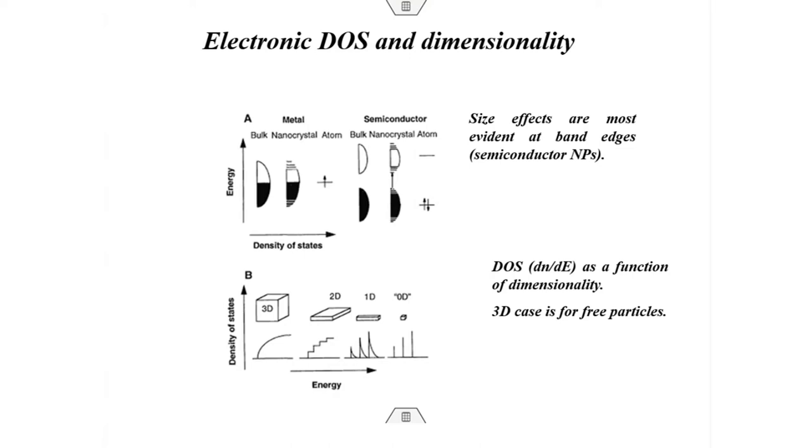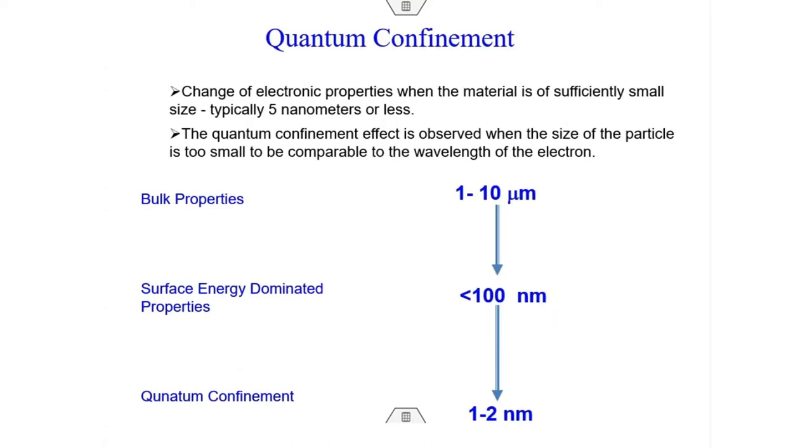For 3D, it's a continuous curve. For 2D, there's a step function. For 1D and 0D, it becomes very sharp or discrete. So that's the difference. And quantum confinement is normally observed in very small particles, preferably about 2 to 20 nanometers, but now it can be seen happening in particles of less than 5 nanometers.